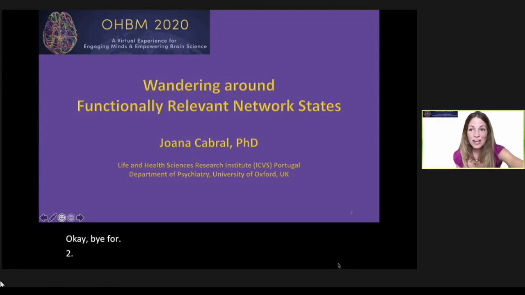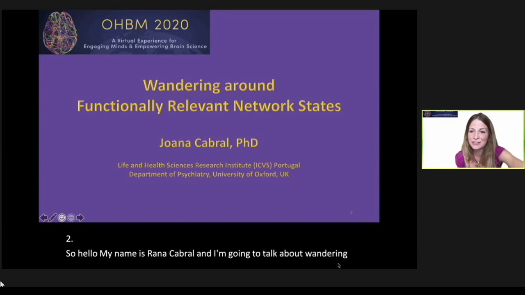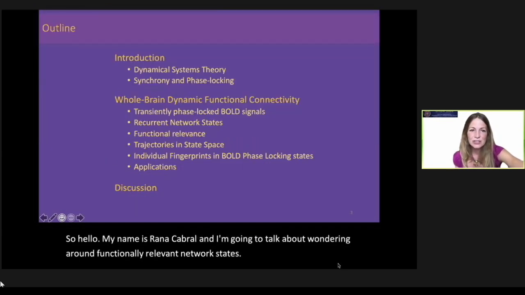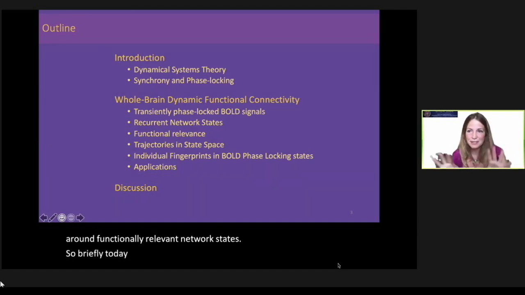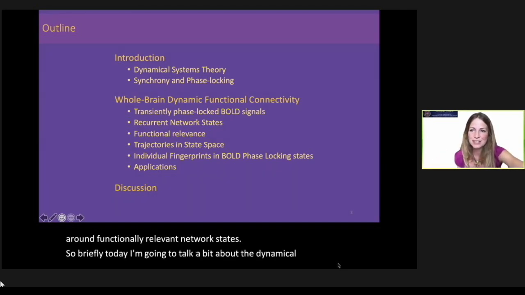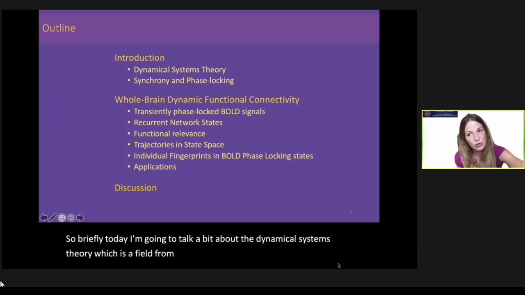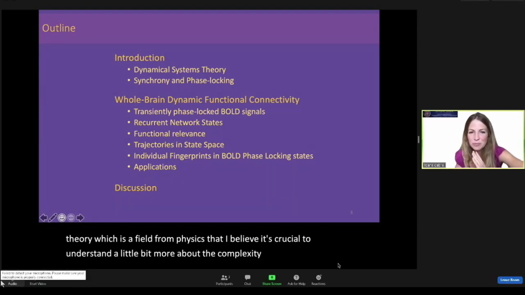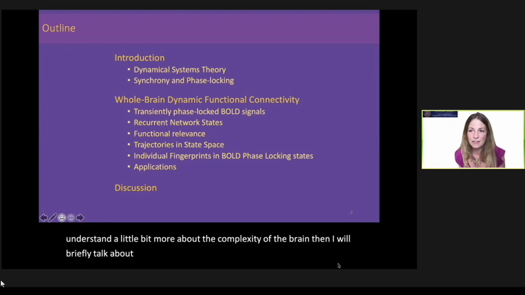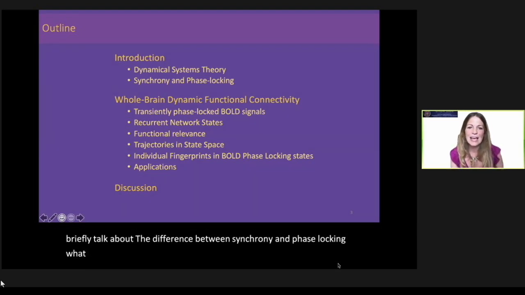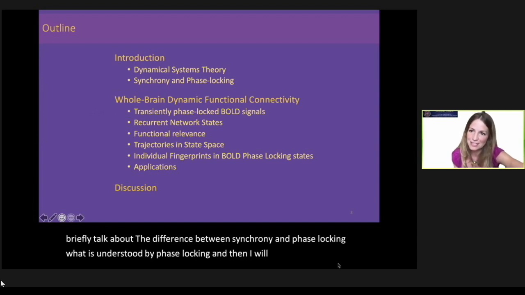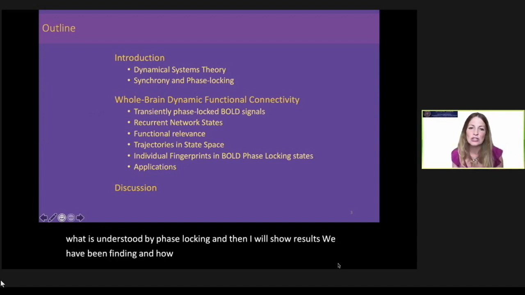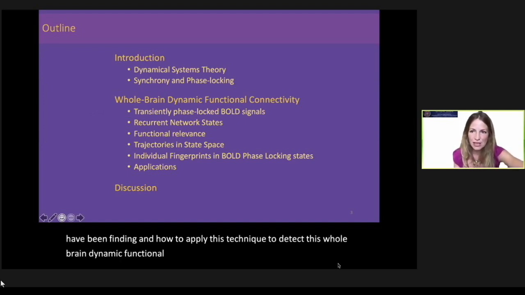Thank you. So, hello, my name is Joana Cabral, and I'm going to talk about wandering around functionally relevant network states. So briefly, today I'm going to talk a bit about dynamical systems theory, which is a field from physics that I believe is crucial to understand a little bit more about the complexity of the brain. Then I will briefly talk about the difference between synchrony and phase locking, what is understood by phase locking. And then I will show results we have been finding and how to apply this technique to detect this whole brain dynamic functional connectivity and detect meaningful patterns from the BOLD signal.